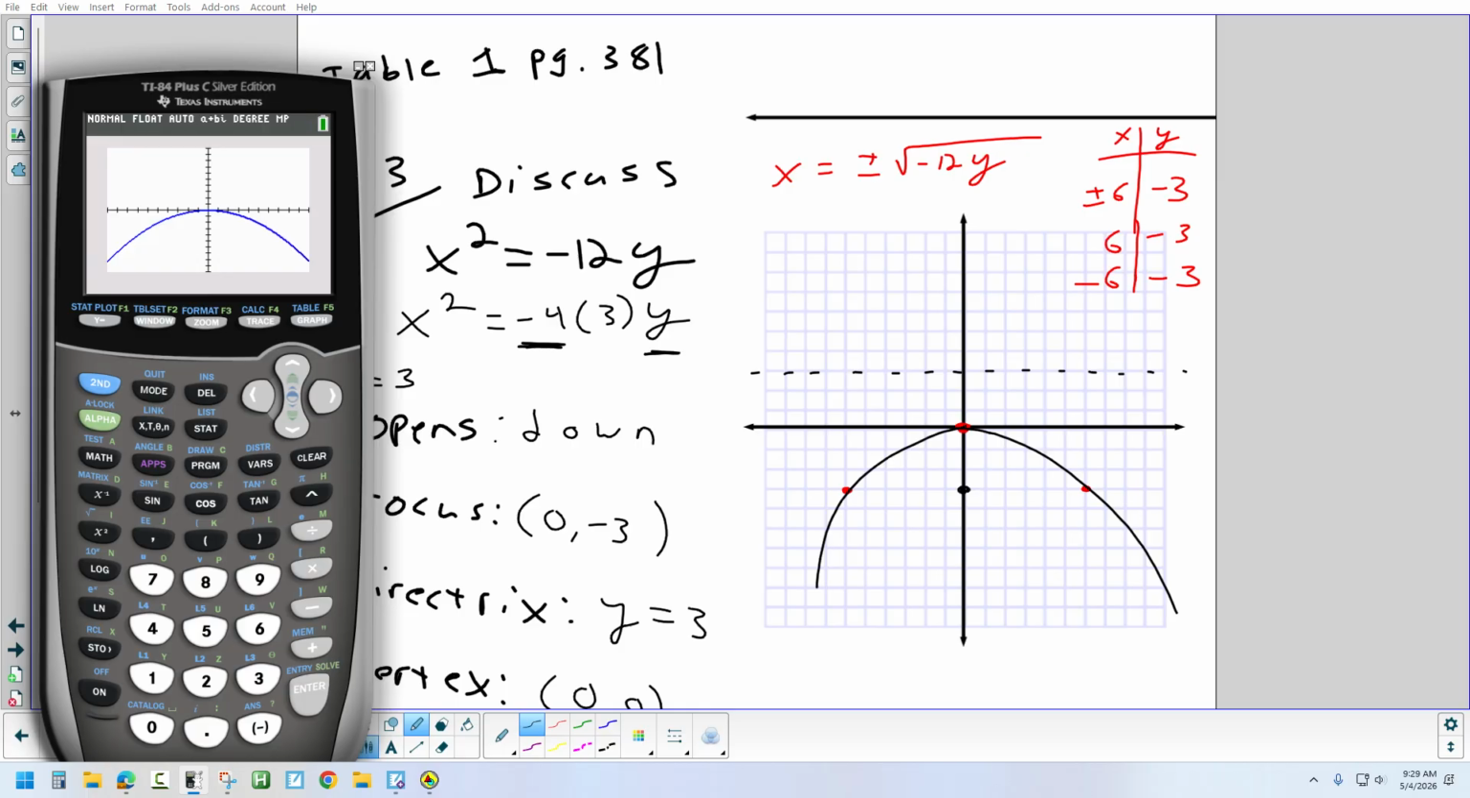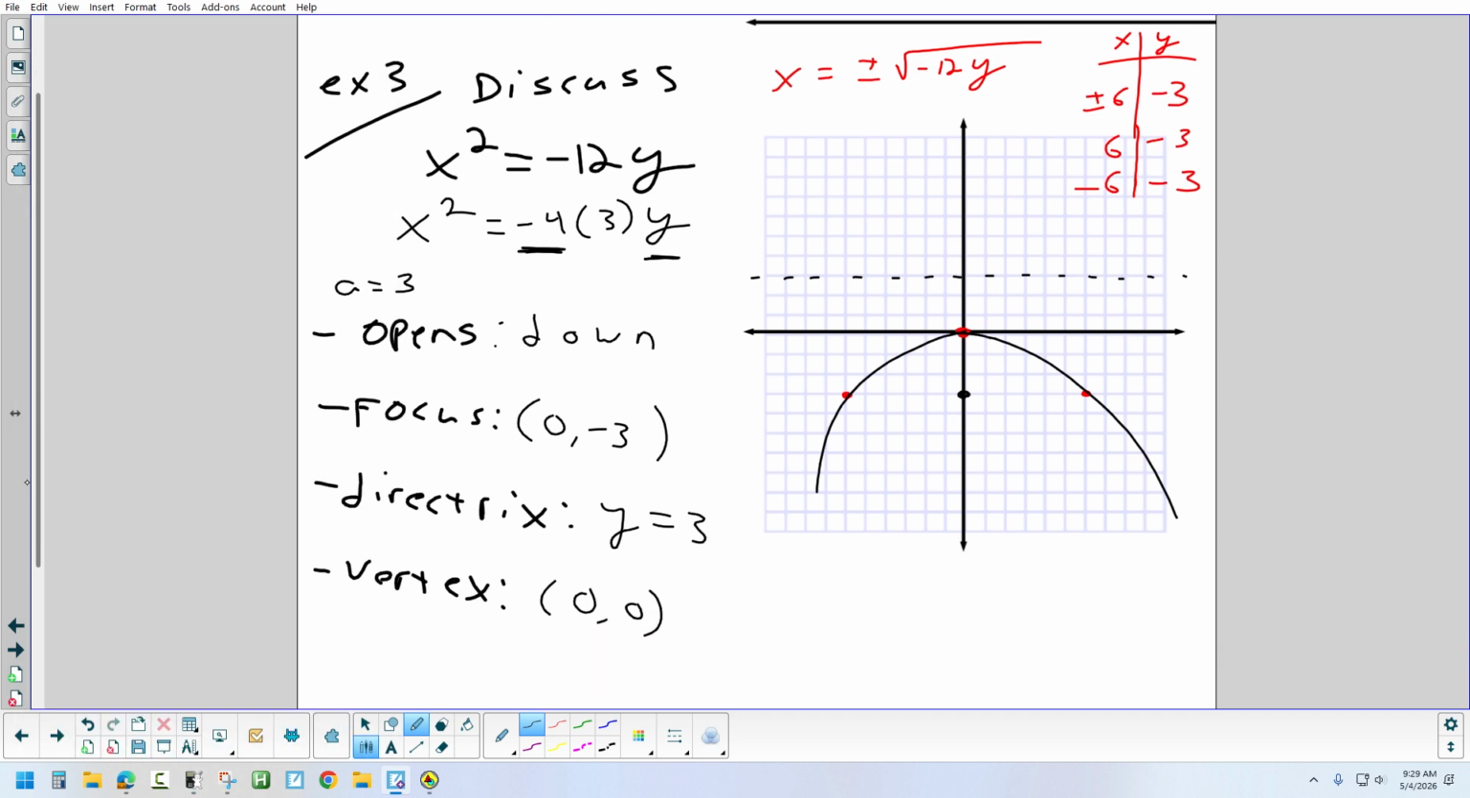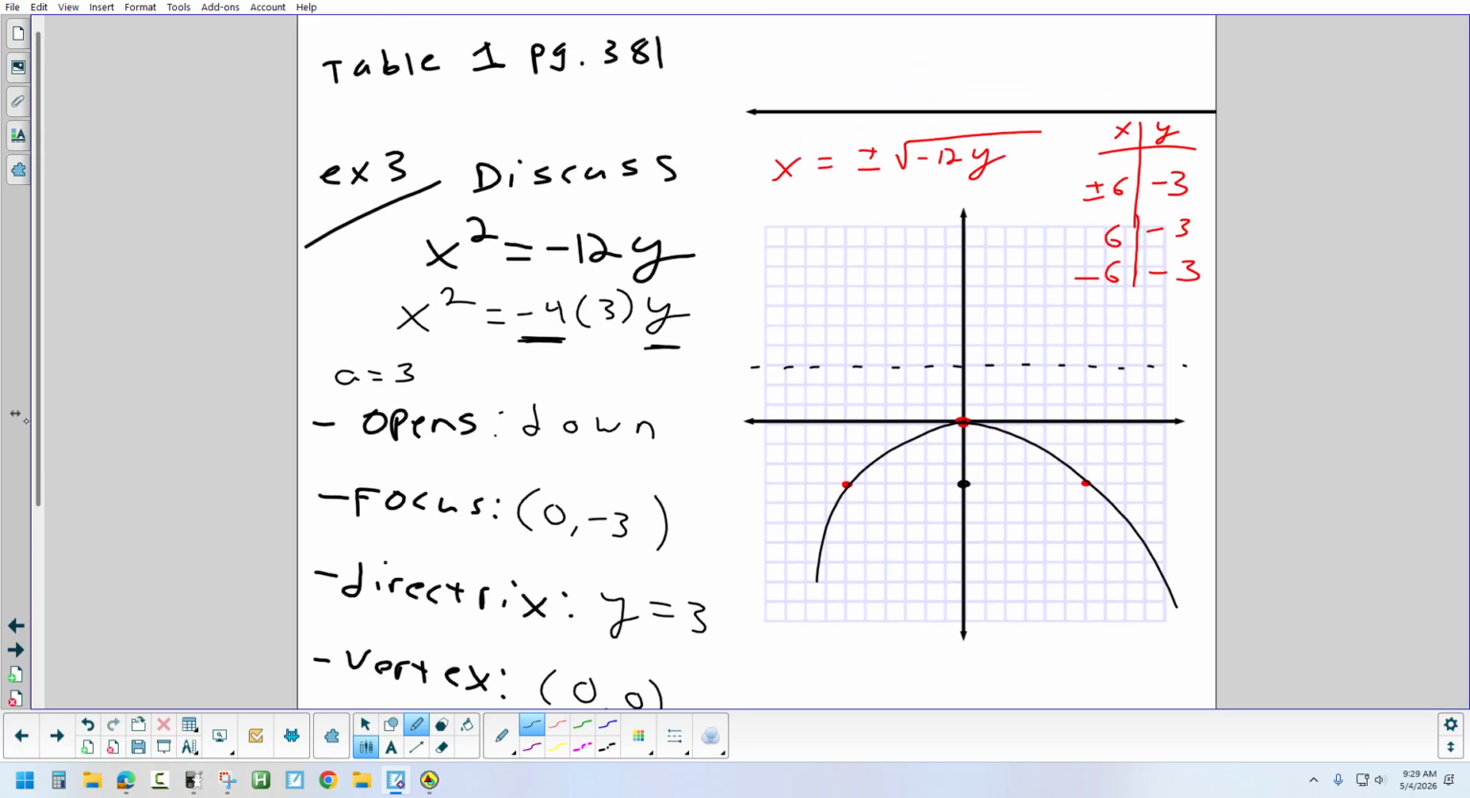Yeah, that's it. If you want to double check your points, you could trace to 6. You see you get the point 6, negative 3. And now trace to negative 6, negative 6, negative 3. That's exactly what we got. So any questions on finding those characteristics or doing the graph?